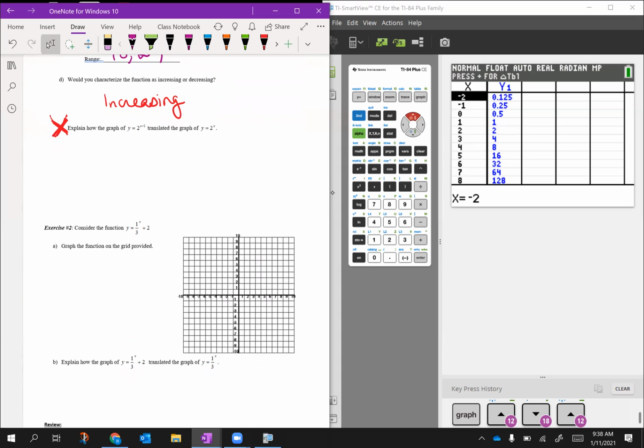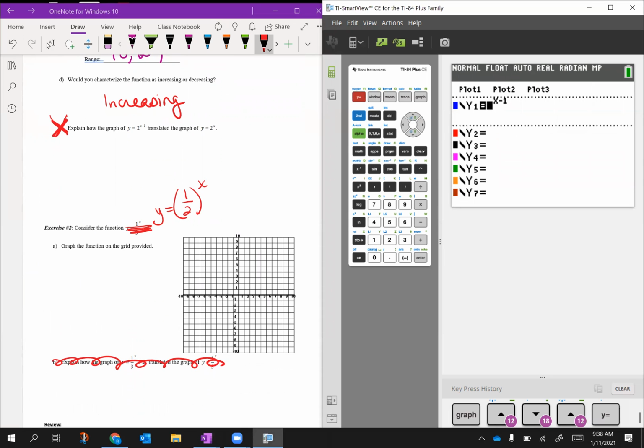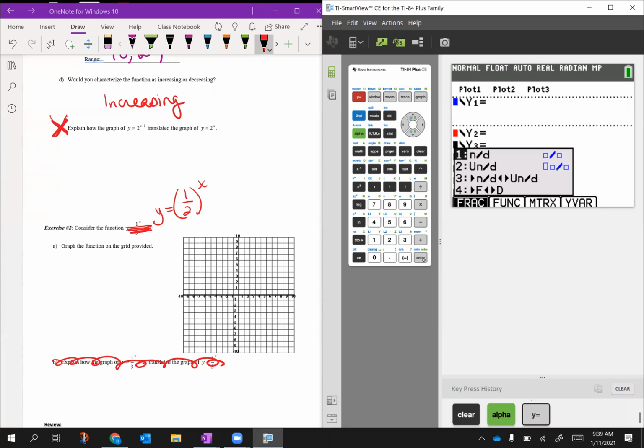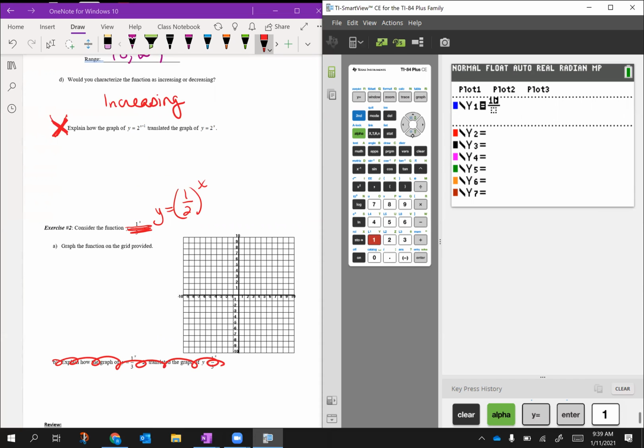So for example 2, let's just change this function. Let's graph y equals 1/2 to the x. And then we won't do part B. So go to your graphing calculator, clear out what's in there. We'll do 1/2. Alpha y equals gives us the fraction. So 1/2. Get off of it by right arrowing. Caret x.